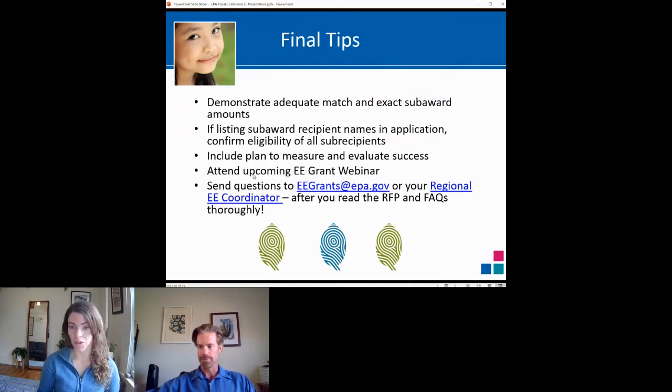And a really helpful way to prepare for applying for the grant is attending our upcoming environmental education grant webinars, which there are links to in the slides, and I'll include a link in the chat box as well. And also reach out to myself, the Region 9 Environmental Education Coordinator, or we have this address here, which is our headquarters contact.